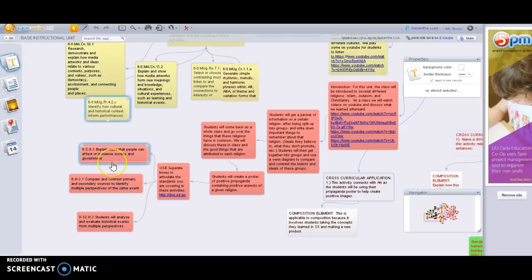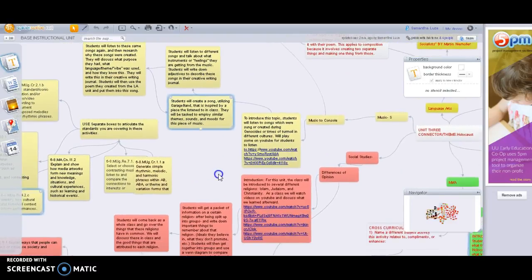Some of the standards for this are: explain ways that people can affect or influence society and government, so how these religions have influenced that; compare and contrast primary and secondary sources, which they'll do with the information packet I give them and with these videos; and students will analyze and evaluate historical events from multiple perspectives, so these different religions and how they dealt with certain things in history.